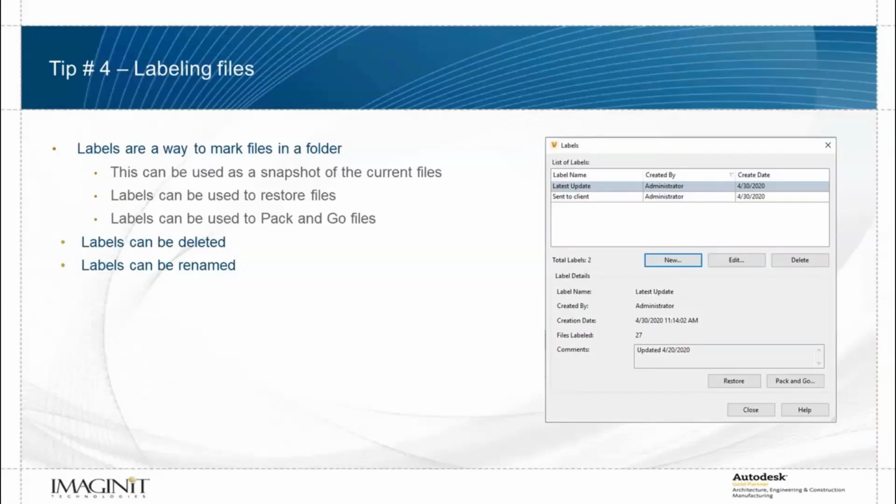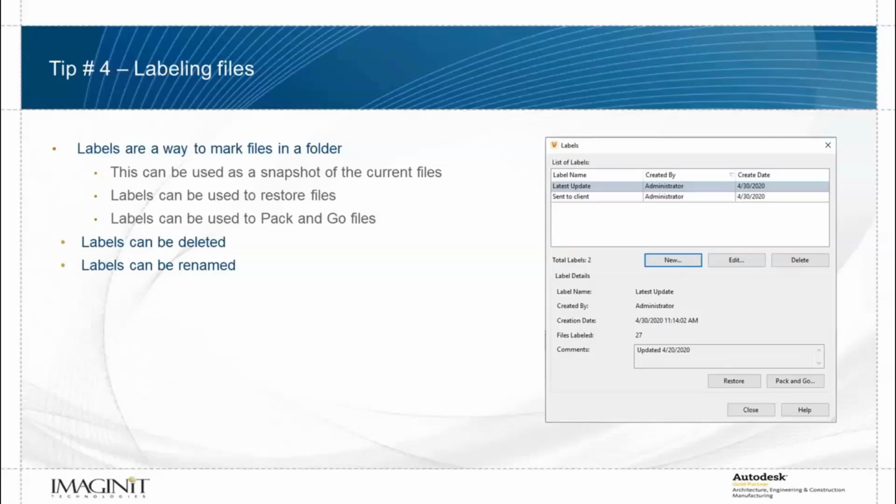But we can use labels to mark files in a folder. Oh, and I don't have my Vault Basic tag there, but this works with Vault Basic. I can label files in a folder and basically take a snapshot of them. So I can say, whatever the currently checked in tip version of this is, let's take a snapshot of this. And then I can go back and use that snapshot to restore files. I can pack and go files using that.